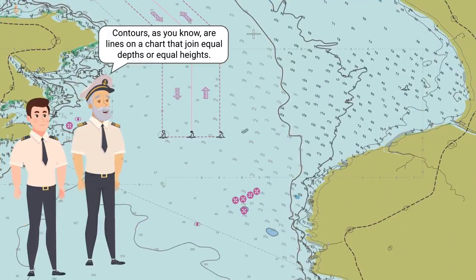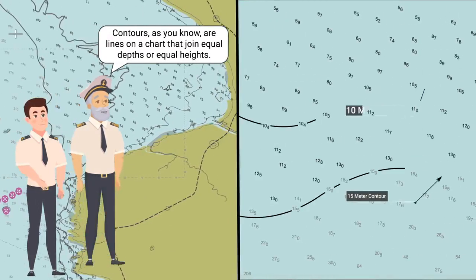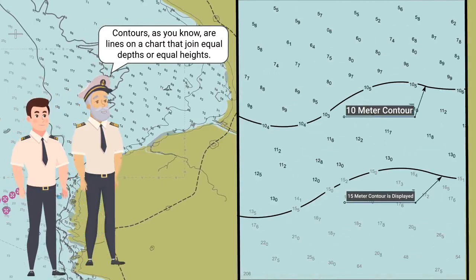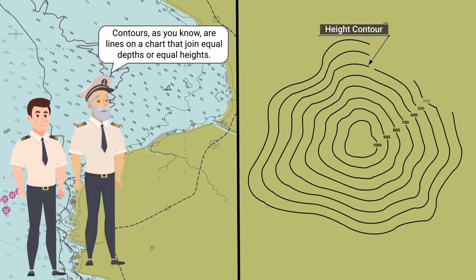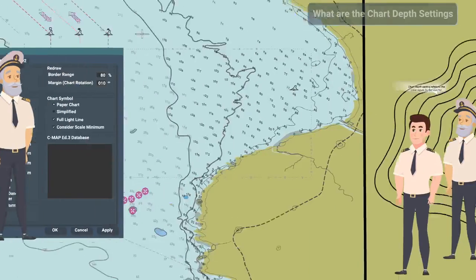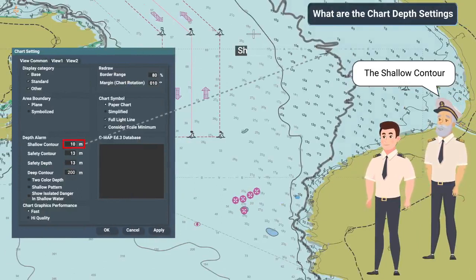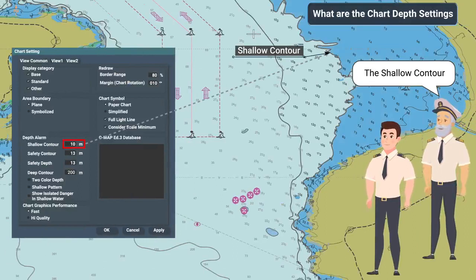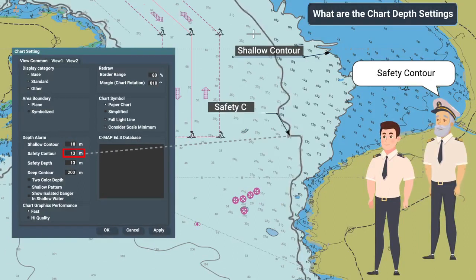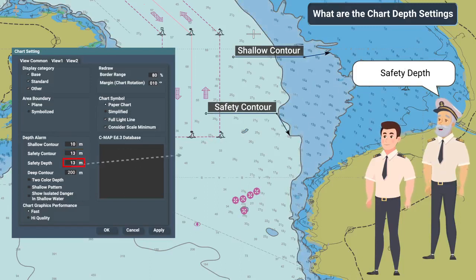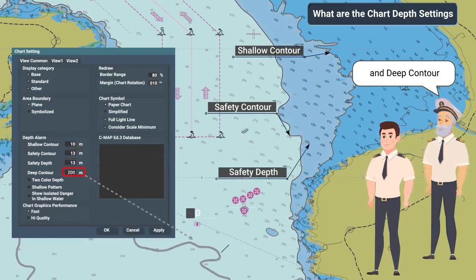Contours, as you know, are lines on a chart that join equal depths or equal heights. Chart depth settings refers to the value inputs by the user for the shallow contour, safety contour, safety depth, and deep contour.